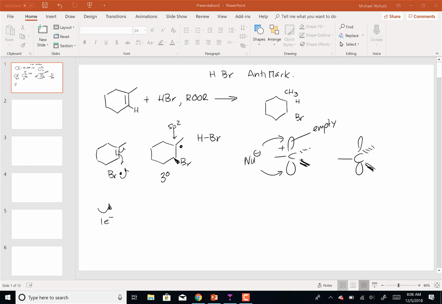When you have a radical, the only difference is you now have 1 electron in that p orbital. And so that 1 electron is spending 50% of its time in each of the 2 orbitals. So when it adds the HBr, it's going to add that 50% of the time from the top lobe, and then 50% of the time from the bottom lobe.